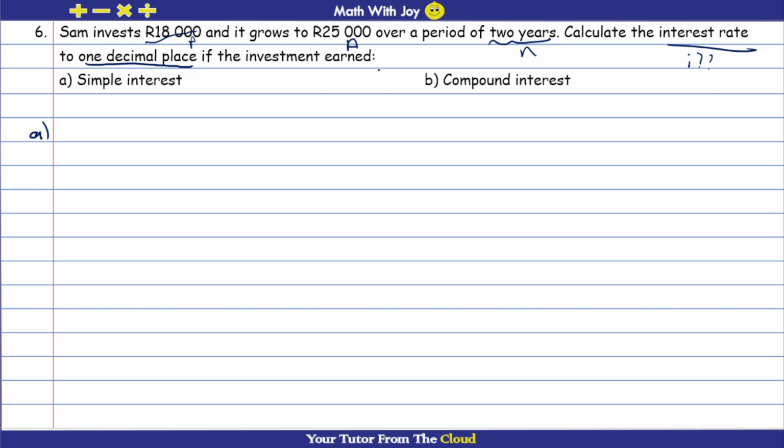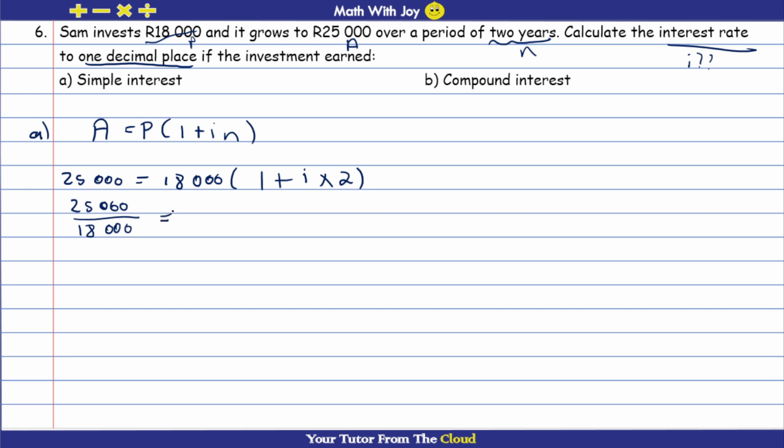If the investment earned simple interest, you're going to go A equals P bracket 1 plus I times n. Then the A value is 25,000. So in the place of the A, I put 25,000 equals 18,000, 1 plus the interest is what we are looking for. The n is going to be the 2. Then we are solving for I. Take that to the other side. You have 25,000 all over 18,000, because the 18,000 is multiplying this side, on the other side it will divide.